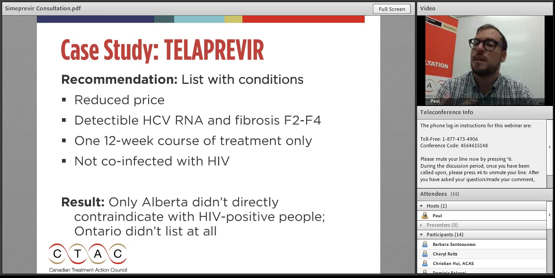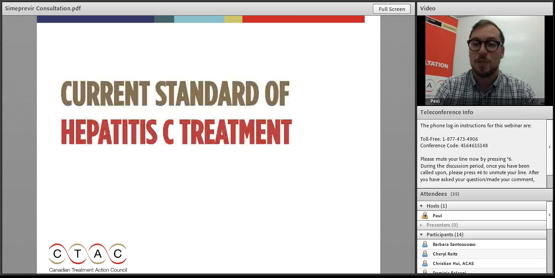So this gives an idea of what some of the consequences of the listing that's now going to be considered for Simeprevir are, and why a good, strong patient input form and an input submission is important in this process.